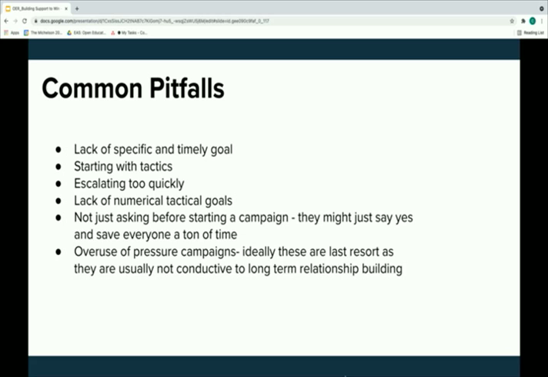The next one is escalating too quickly. Do not start by chaining yourself to the president's desk. There is nowhere to go from there. With your tactics, it is very easy to escalate up. It is very hard to de-escalate. And escalating can destroy relationships. And ultimately, you want to make sure that the relationships you have with your campus community can outlast whatever campaign you are working on. Which leads me to the overuse of pressure campaigns.